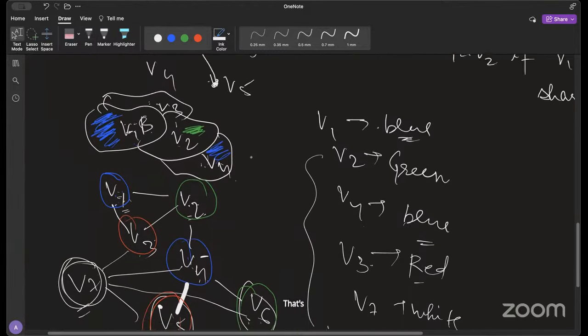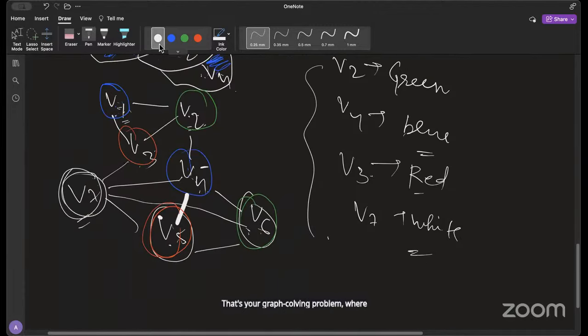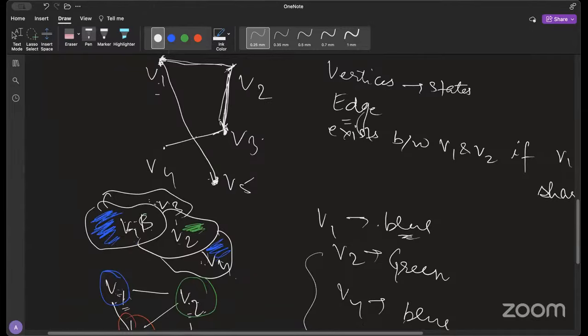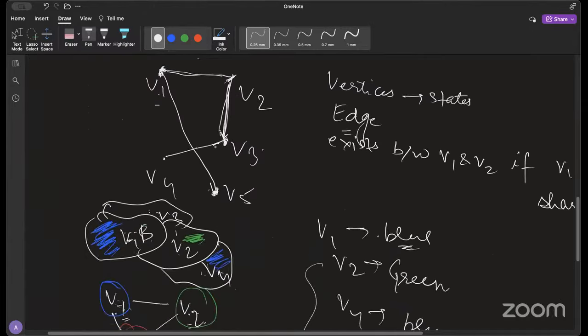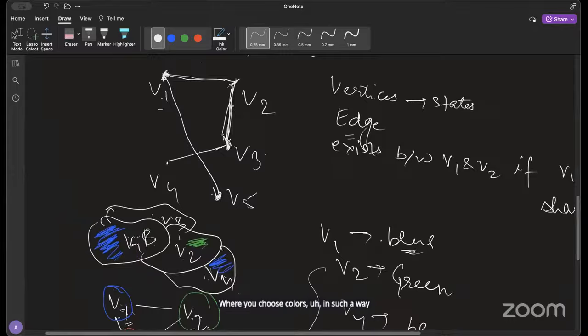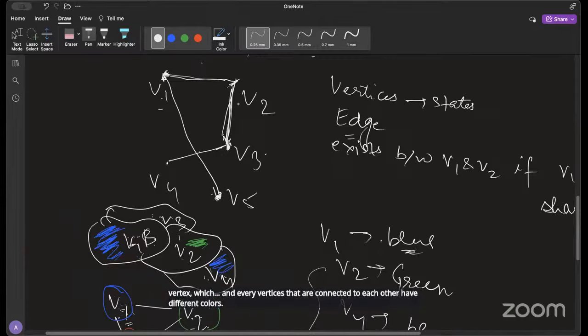Yes, ma'am. Clear. Graph coloring is a problem where you choose colors in such a way that every vertex and the vertices that are connected to it have different colors. That's your graph coloring problem. It can be expressed in different words too.